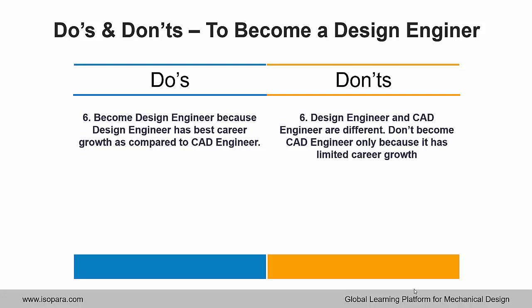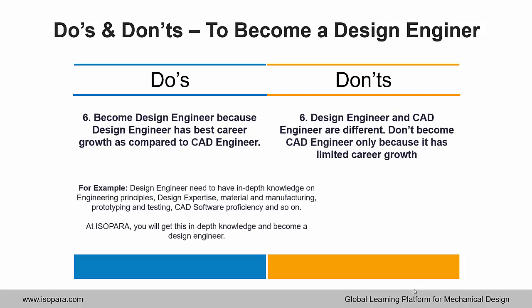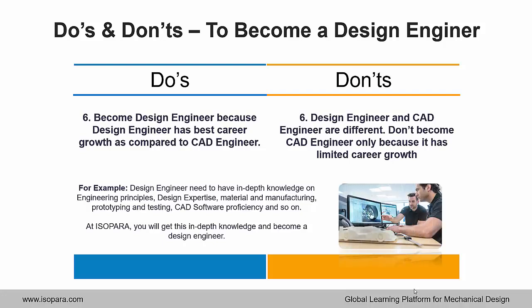If you learn only, let's say, CAD software and you go inside the industry to work, then you will be working as a CAD engineer. You will not have the level of optimization that a design engineer is doing. If you really want to become one, then go for design engineer. With CAD also learn the other things that design engineers require. For example, a design engineer needs in-depth knowledge of engineering principles, design expertise, materials and manufacturing knowledge, prototyping and testing, CAD software proficiency, and so on. At ISOPARA you will get this in-depth knowledge and become a design engineer, right? This is the difference between the design engineer and CAD engineer.